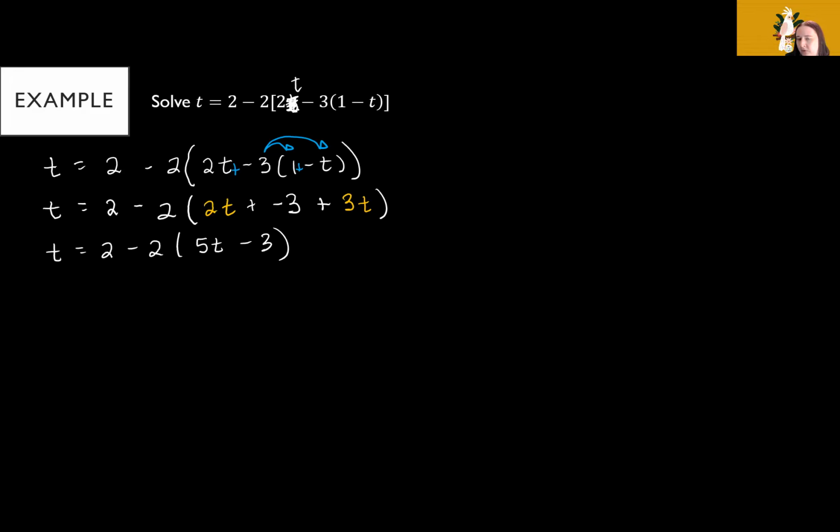So now we've simplified inside the parentheses. Now we need to distribute. So that's multiplication. So we took care of the parentheses, now we're distributing. And again, if it helps, you can put plus signs before these minus signs, because you're really multiplying by negatives here. So we have t equals 2 plus, then I have a negative 2 times 5t. So that gives me a negative 10t. And a negative 2 times a negative 3 is a positive 6.